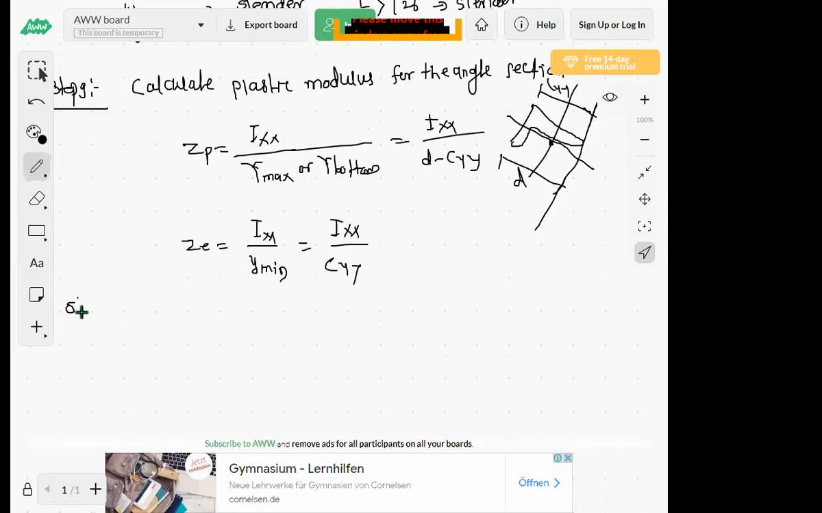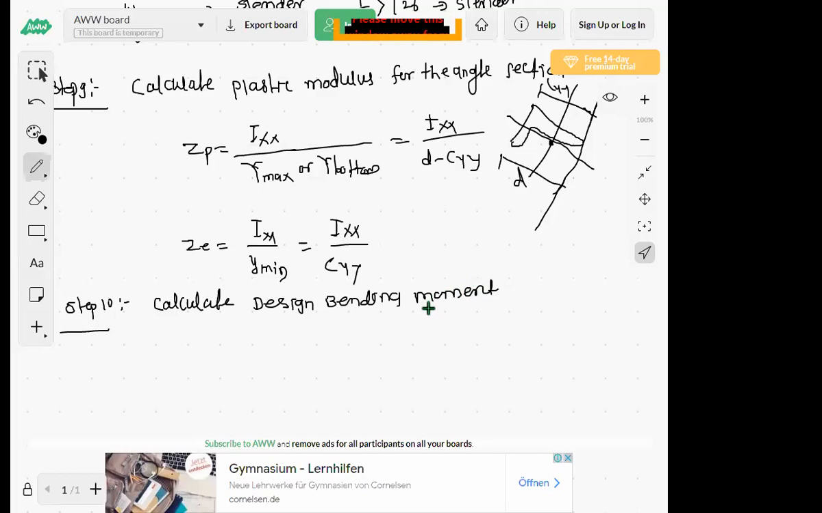Now next, step number 10. So what is step 10? In step number 10 we have to calculate, write down, calculate design bending moment. Design bending moment.